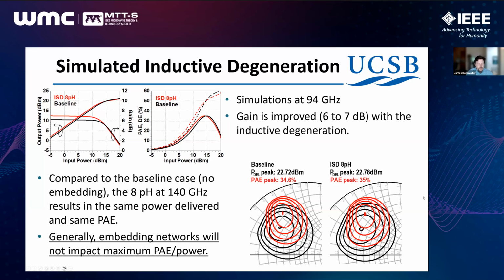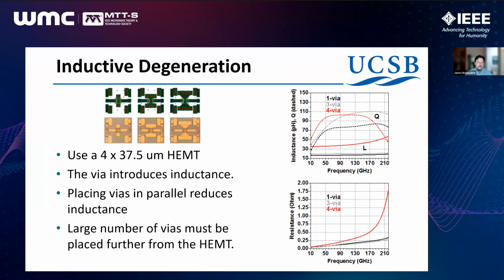So embedding networks, we don't expect them to also provide some magical higher PAE or higher power. This is just going to be a question of what's best in terms of matching to the transistor. And so that's the perspective we take on embedding networks. It's not a magical bullet to get something special from the transistor other than a way to simultaneously provide multiple performance constraints. So we ended up using inductive degeneration in HEMTs.